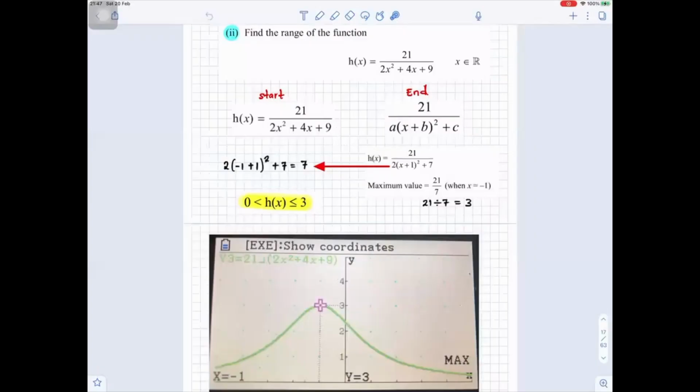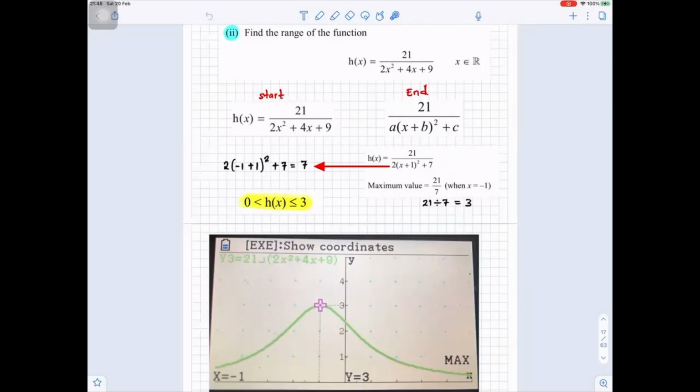Find the range of the function h of x equals that. So this is where we start, and this is where we end after we. So we started with that. The 21 stays the same in the numerator. The denominator, we completed the square and have it like this.